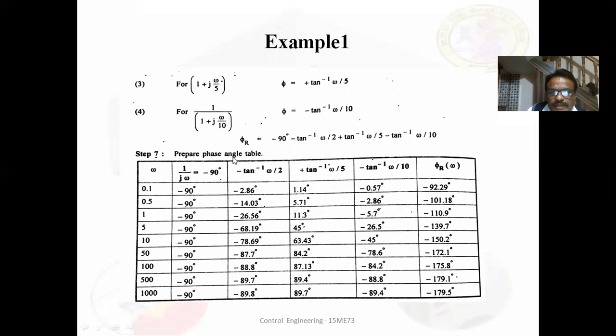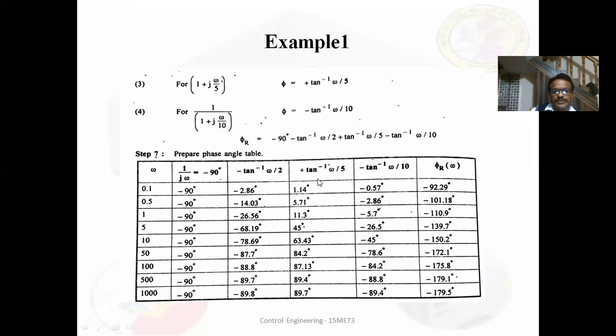Then prepare the phase angle table. So this is omega, one pole at origin, one first order pole, first order zero, first order pole. Select the omega value equal to 1. So this is minus 90 always. Then substitute omega value equal to 0.1. So this will be minus 2.86 degree.